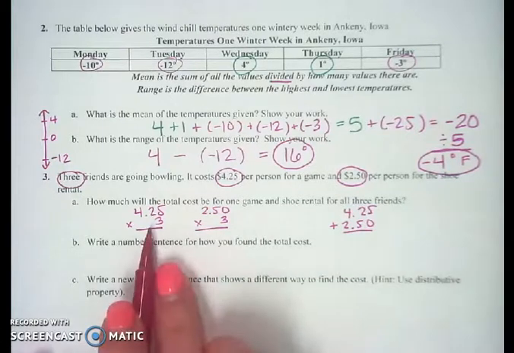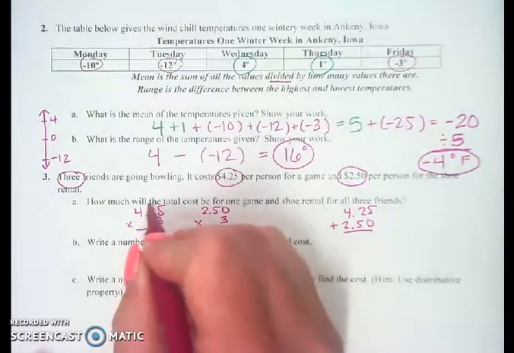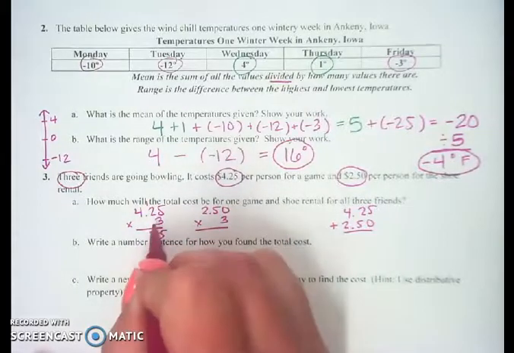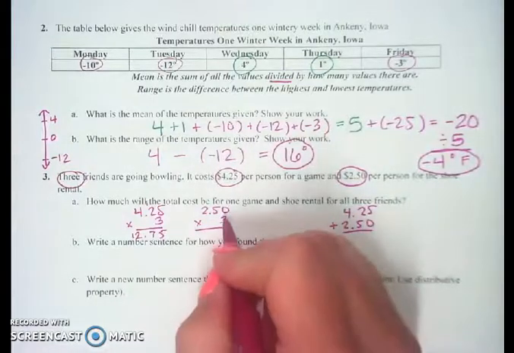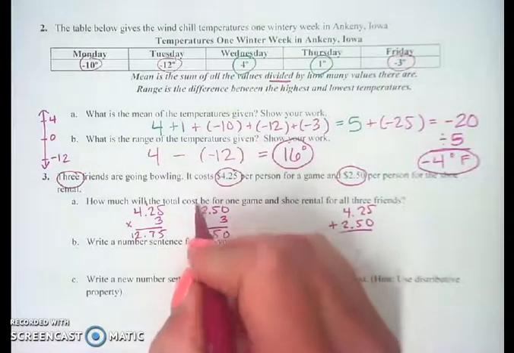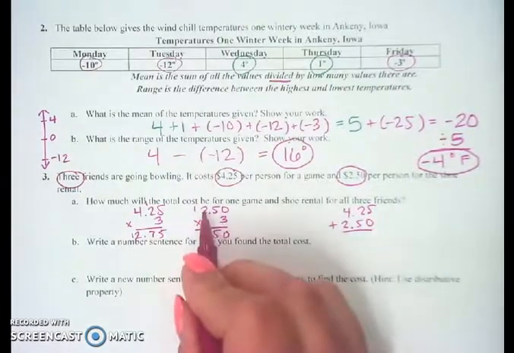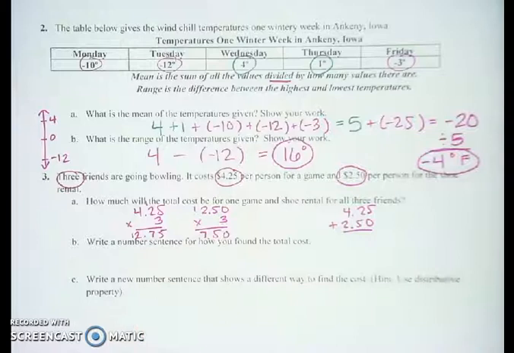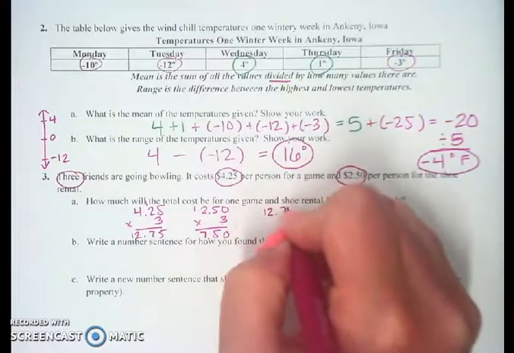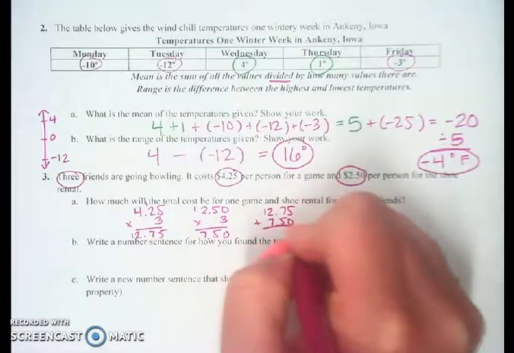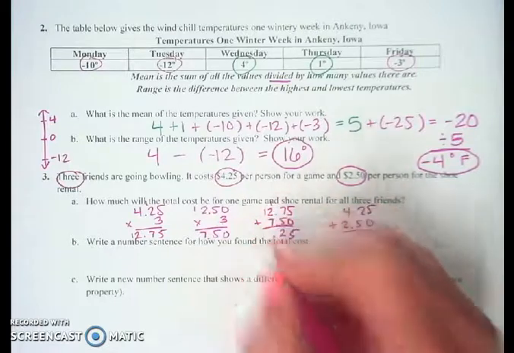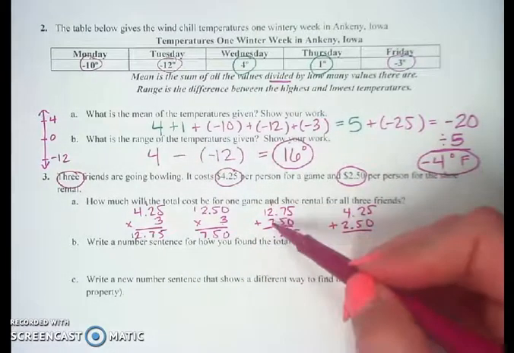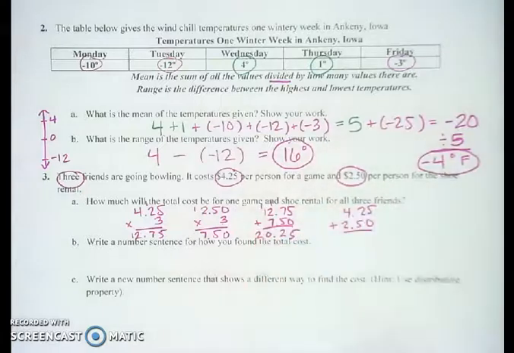If you had tried to multiply first, 3 times 5 is 15, carry the 1. 3 times 2 is 6, plus 1, 7. 3 times 4 is 12. So $12.75 for the games. 3 times 0. 3 times 5 is 15. Carry the 1. 3 times 2, 6. So 750. 1275 and 750. Line up those decimals in order to add them. 5. 12. Carry the 1. 3 plus 7 is 10. $20.25.